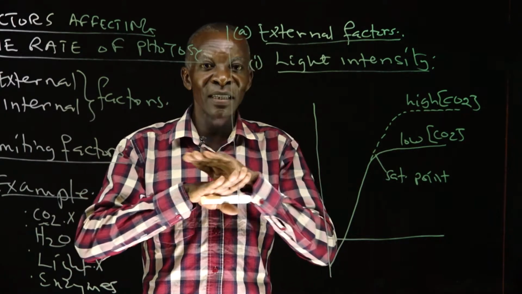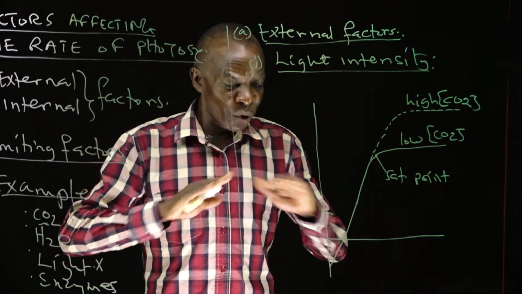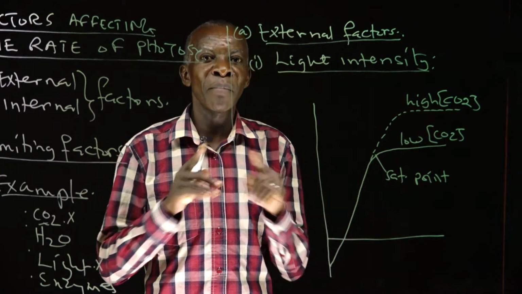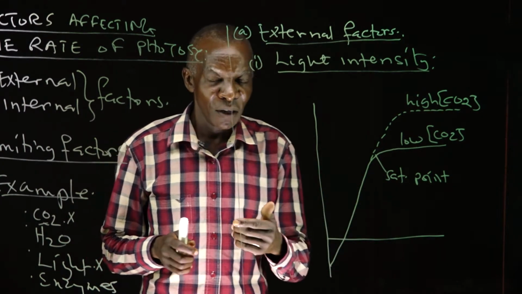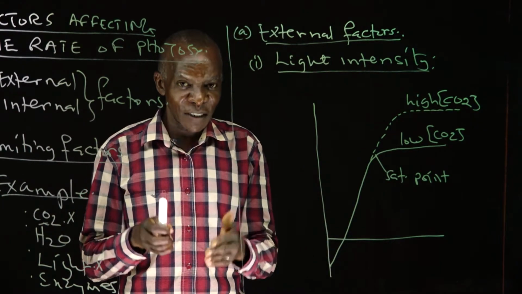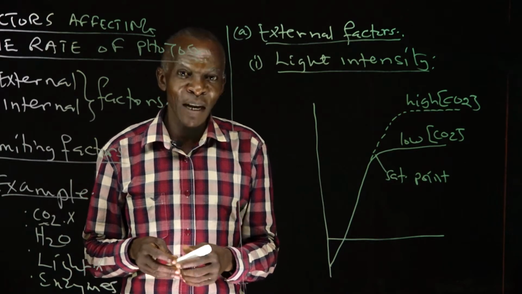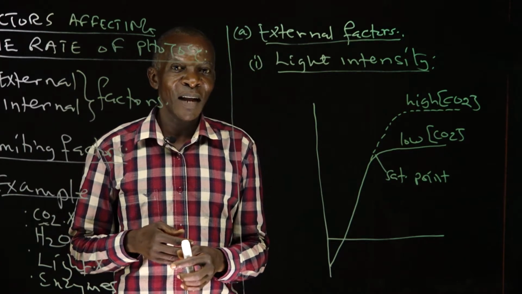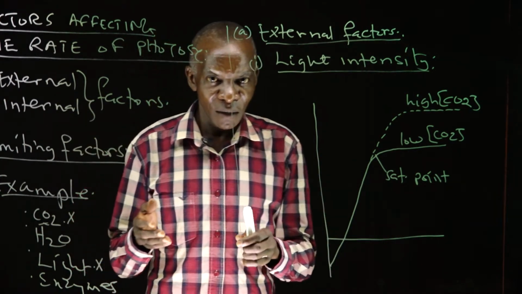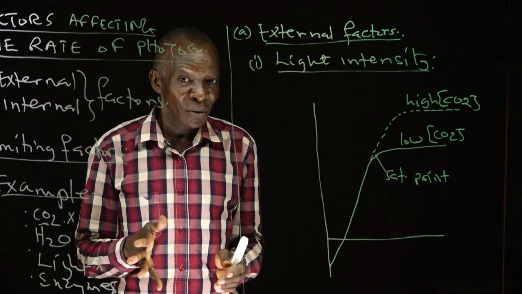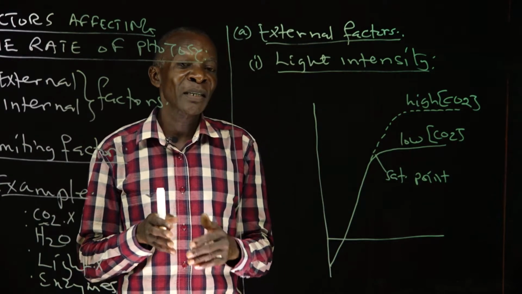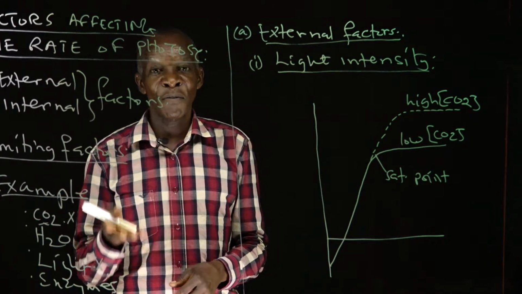Now, there is a certain light intensity during which the two processes become equal. We know, under normal circumstances, and we were told so, that during the day the plant takes in carbon dioxide and gives out oxygen. Well, practically it is true. And this is because during the day, the rate of photosynthesis is always higher than the rate of respiration.